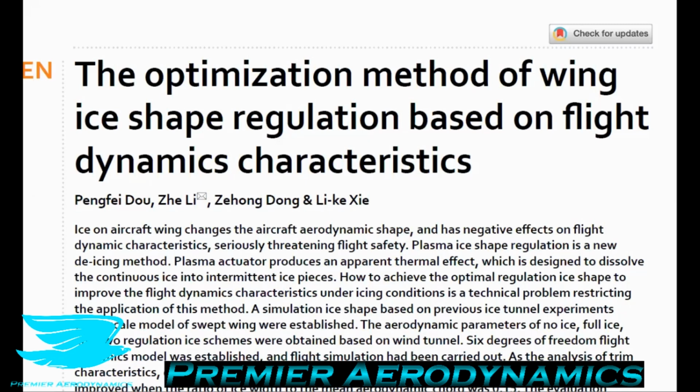Welcome to Process number 84, and today we're looking at de-icing wings and ice regulation and their effects on flight dynamics and aircraft aerodynamics and wing aerodynamics. So to do that, we're going to look at the paper called the optimization method of wing ice shape regulation based on flight dynamic characteristics.